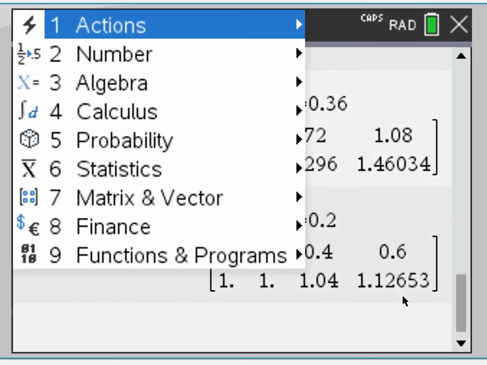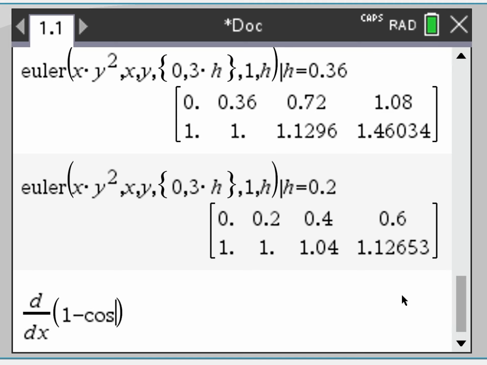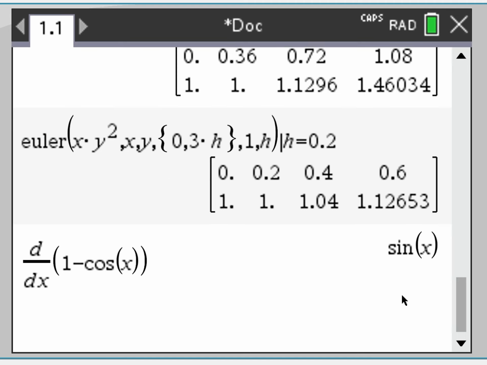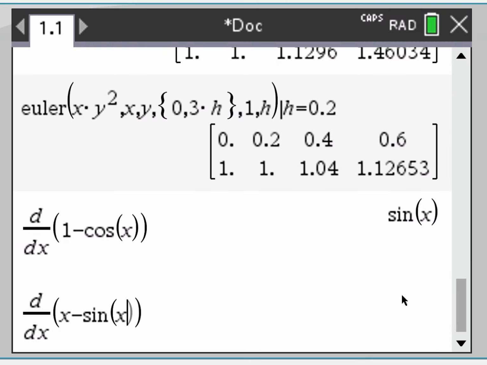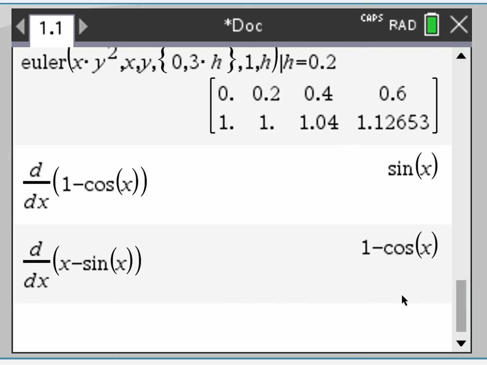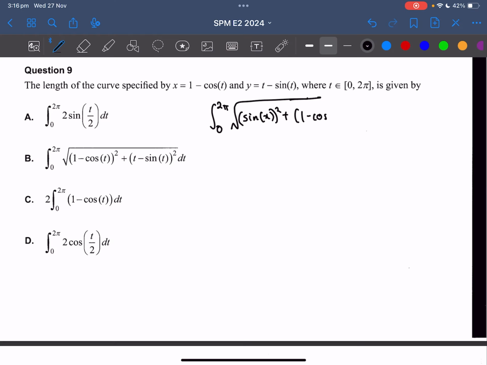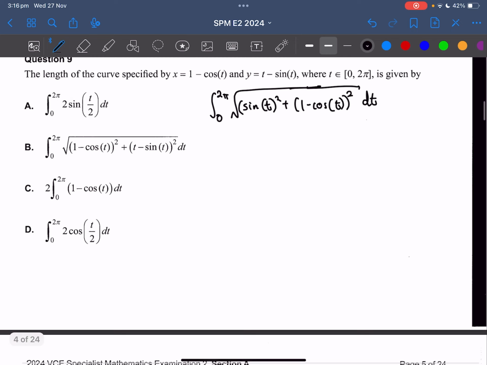So if I differentiate 1 minus cosine of t, it's sine of t, so dx/dt is going to be sine t, and square that, plus differentiate y to find dy/dt: t minus sine t gives 1 minus cosine t, so 1 minus cosine t squared, dt. It has to be dt everywhere I wrote dx. So it can't be option B for sure.